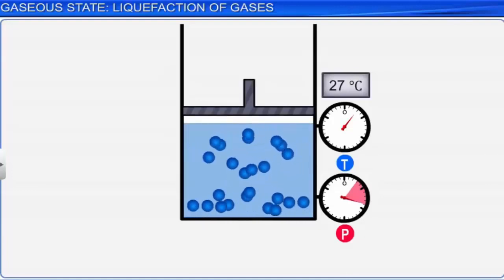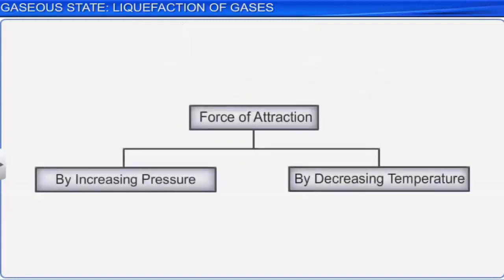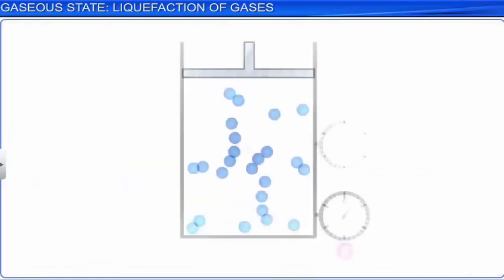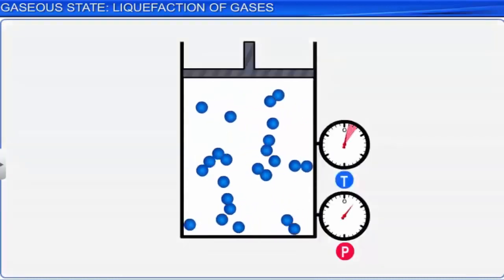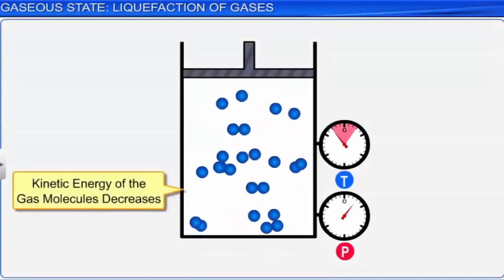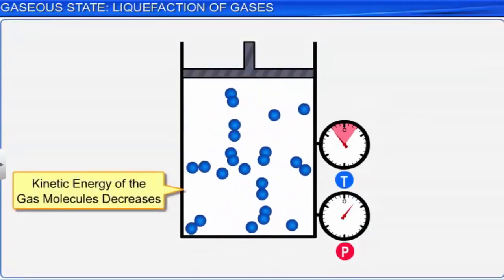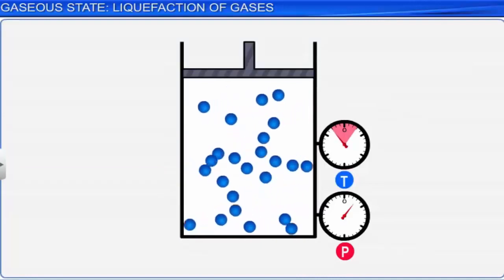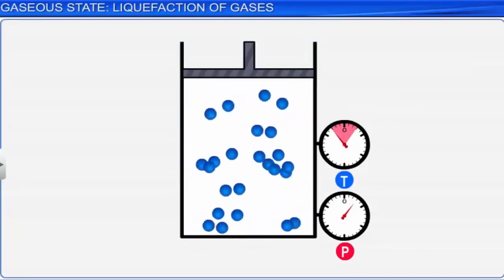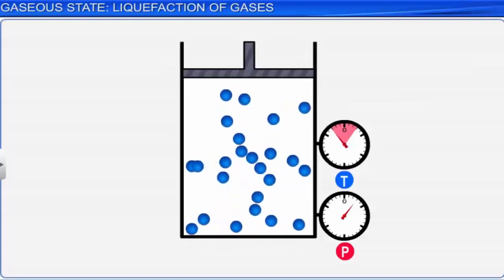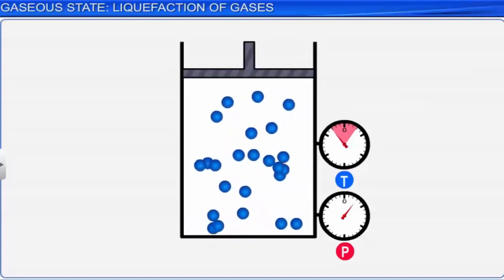The second method involves a decrease in the temperature of the gas. As the gas gets cooled, the kinetic energy of the gas molecules decreases. This results in the decrease of the speed of their random motion and in the increase of the force of attraction between them. This ultimately results in the liquefaction of the gas.